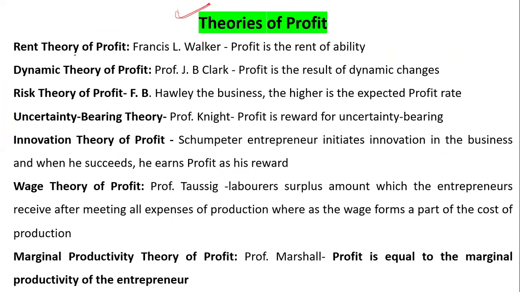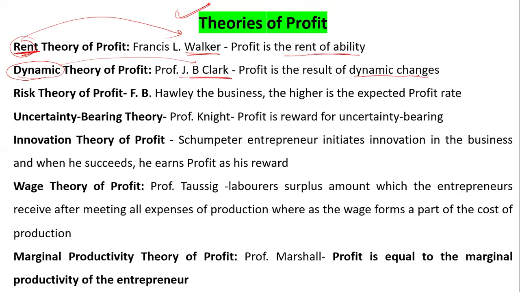Now the rent theory of profit is given by Francis Walker. What is the objective behind this theory? Profit is nothing but rentability. Then the dynamic theory of profit is given by J.B. Clark. He said that profit is a result of dynamic changes.